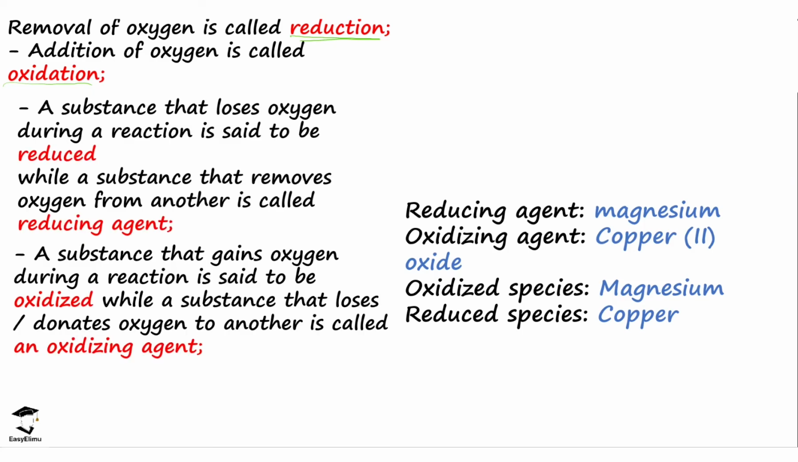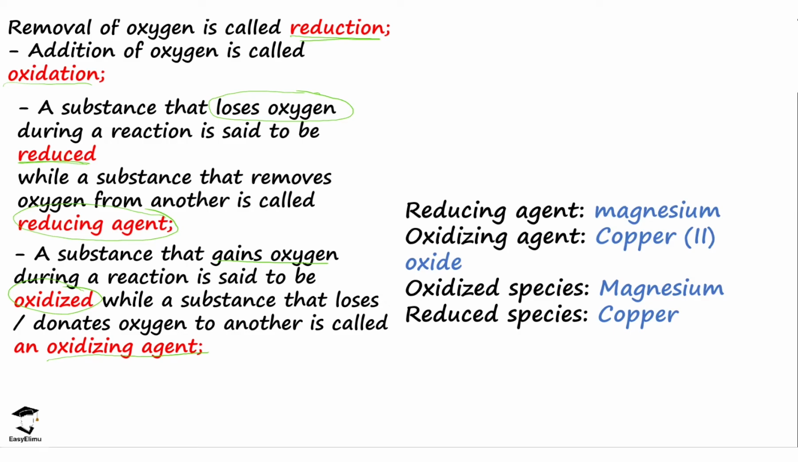So a substance that is going to lose oxygen during a reaction is said to be reduced. So it is losing oxygen, it's being reduced. And the substance that does the removing of that oxygen is usually referred to as the reducing agent. And a substance that gains oxygen during a reaction, we usually say that substance has been oxidized, while the one that loses or donates the oxygen is called an oxidizing agent.